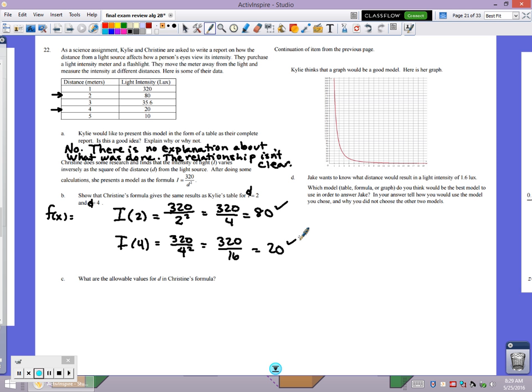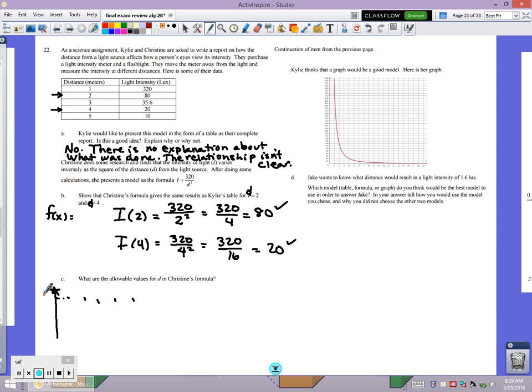All right, good. So what are the allowable values for d in Christine's formula? Well, she started at 1 meter away. So if I think about, okay, here is the light meter, right? And if I go positive 1, 2, 3, 4, 5, okay, I can go that way. I could be so close, it was right on it, right? I can't really be 0.